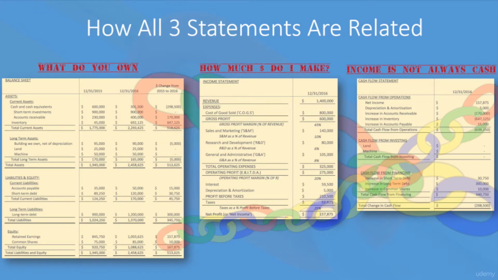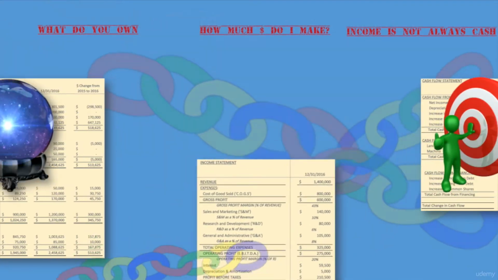Now we understand the relationship between all three of these financial statements, right? So what can we do now? Well, this is where it gets really cool. Now we can forecast the future by making financial models. And once we've done that, once we've mastered the financial model process, then we can pick target prices, meaning what the companies we are looking at should be worth.